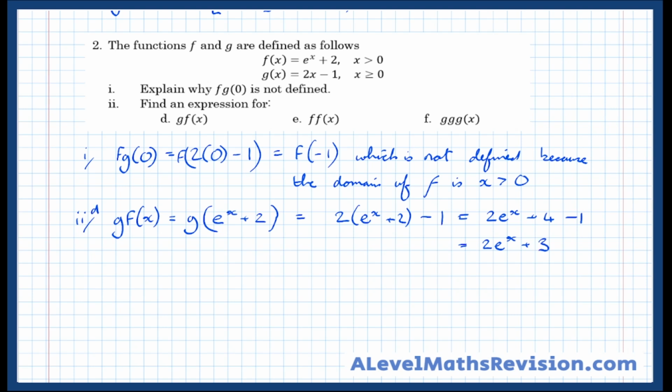That was D. E, ff of x equals, so the first f makes it e to the x plus 2. Then f is applied again, so it e's whatever it's fed, then adds 2, equals e to the e to the x plus 2, plus 2. Strange one, that.